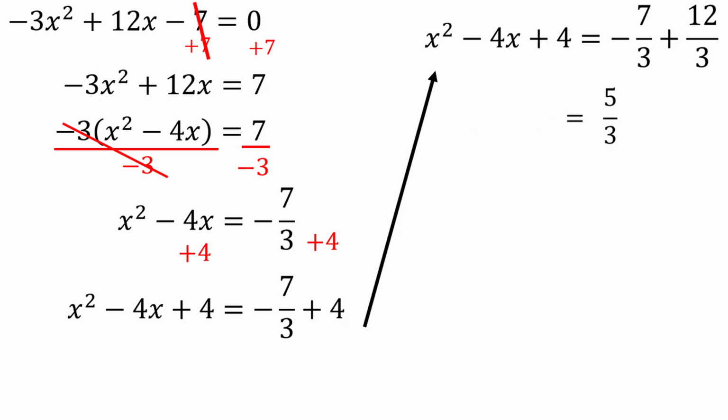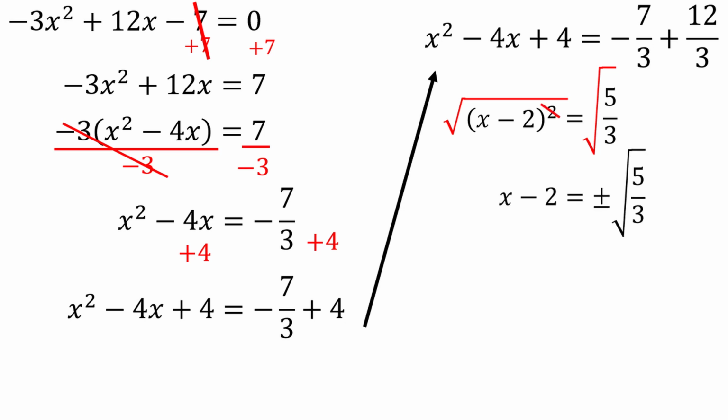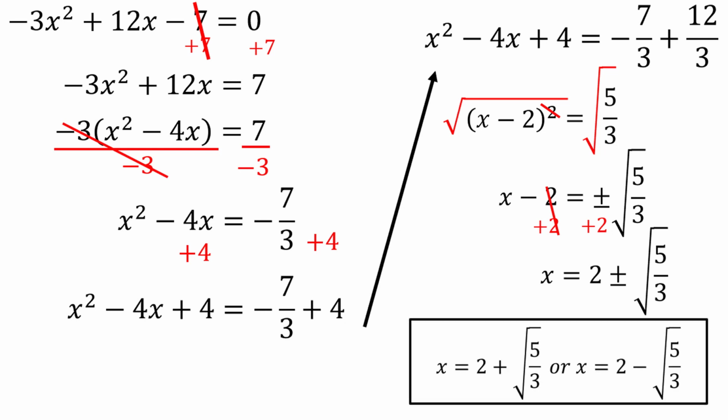The left-hand side factors as a perfect square, with the constant being half of the b term of negative 4, which is negative 2. We have x minus 2 squared is equal to 5 over 3. Taking the square root of both sides, we have x minus 2 is equal to plus or minus the square root of 5 over 3. Adding 2 to both sides, we have x is equal to 2 plus or minus the square root of 5 over 3, which means that x is equal to 2 plus the square root of 5 over 3, or x is equal to 2 minus the square root of 5 over 3.